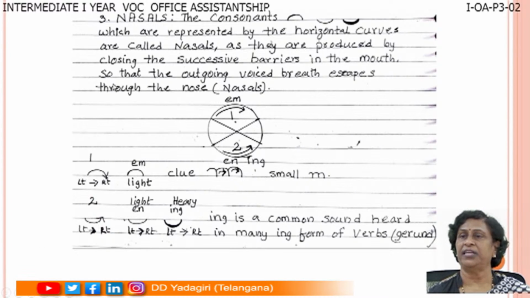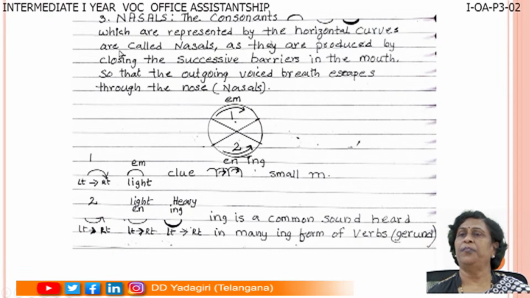Okay, the name itself is again suggesting that the mouth passage has been closed and the voice breath is to escape through the nostrils. So the consonants M, N, ing. Try to pronounce these. M, N, ing. When you are pronouncing these three sounds, you are feeling some vibrations in your nose. So the voice breath is escaping through the nose and the mouth passage has been closed.